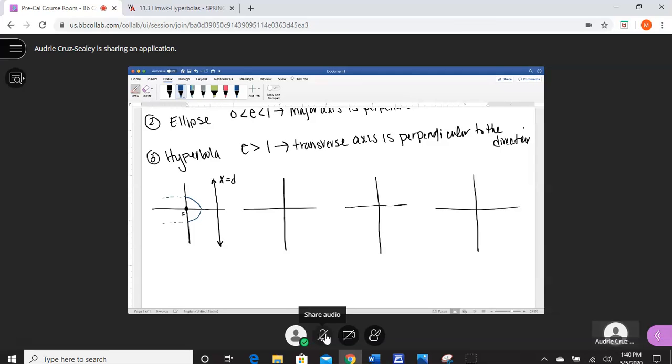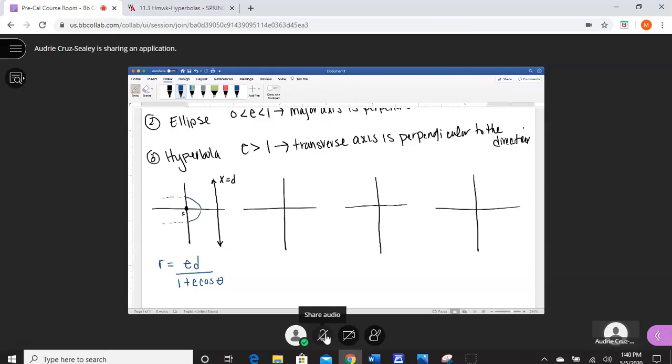Then the formula is r equals ed over 1 plus e cosine theta. This is the formula for that picture. Now, the reason why I did little dotted lines is because these are the parts of the conic that are closer to the focus and this directrix.